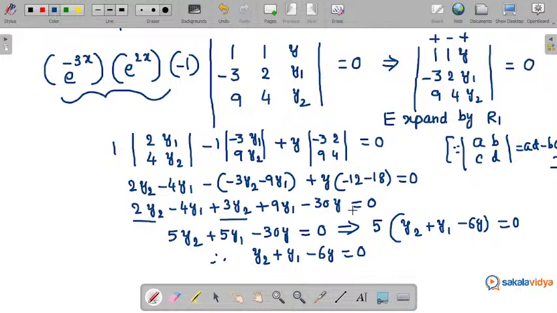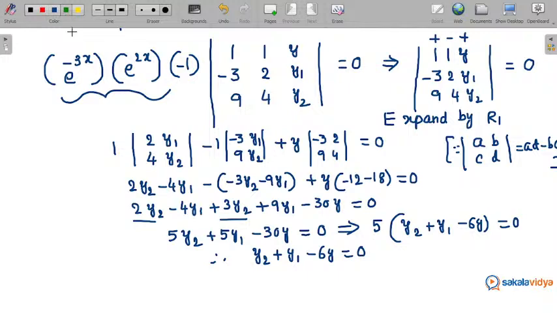My dear students, write down, this is the required differential equation. I hope you have understood this question well now. If you understand, say yes, otherwise no.